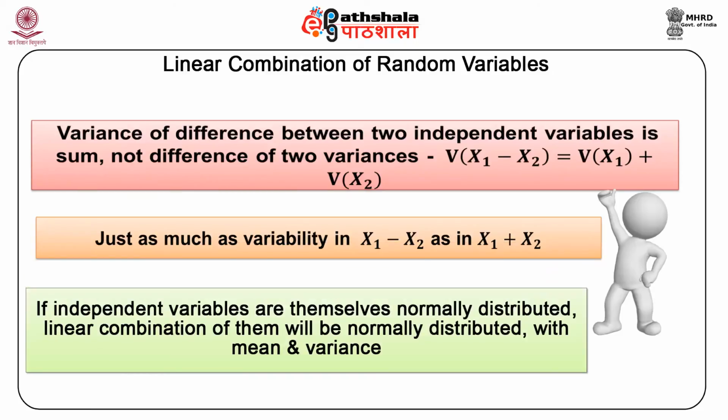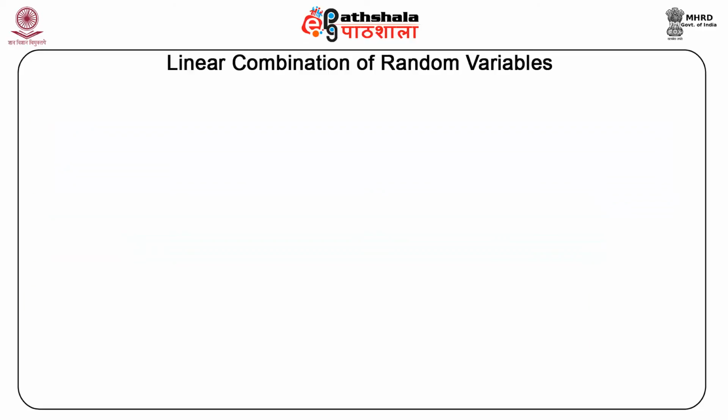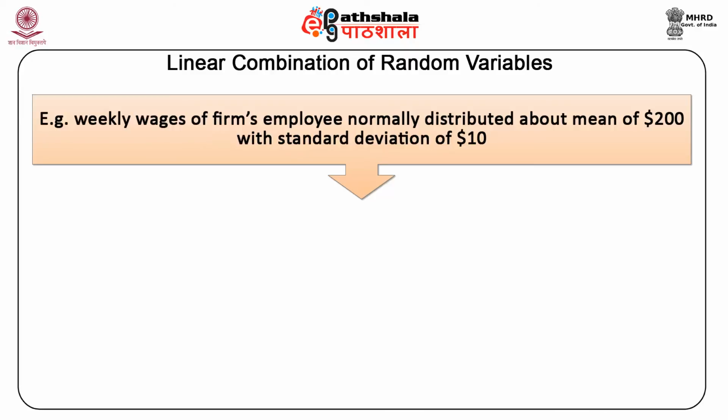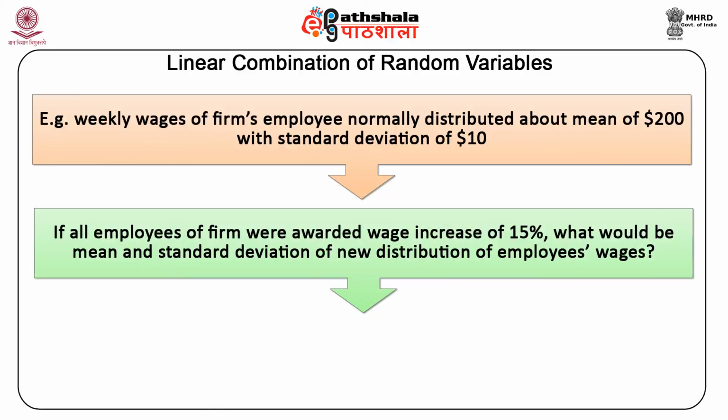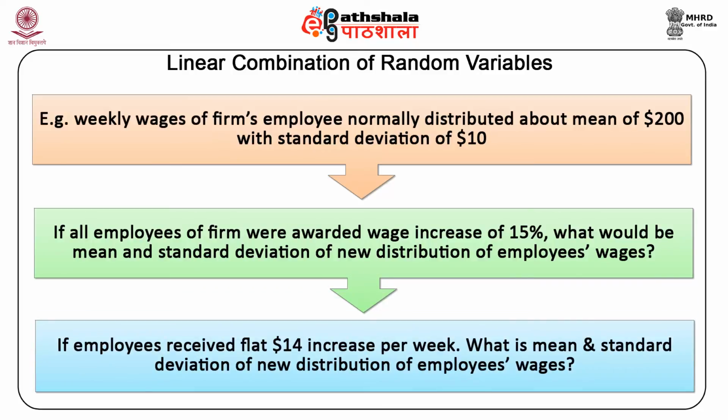Also, if the independent variables are themselves normally distributed, a linear combination of them will be normally distributed with mean and variance. For example, the weekly wages of a firm's employee X are normally distributed about a mean of $200 with a standard deviation of $10. A, if all the employees of the firm were awarded a wage increase of 15%, what would be the mean and standard deviation of the new distribution of employees' wages? B, if all employees, instead of being awarded a wage increase of 15%, received a flat $14 increase per week, what is now the mean and standard deviation of the new distribution of employees' wages?